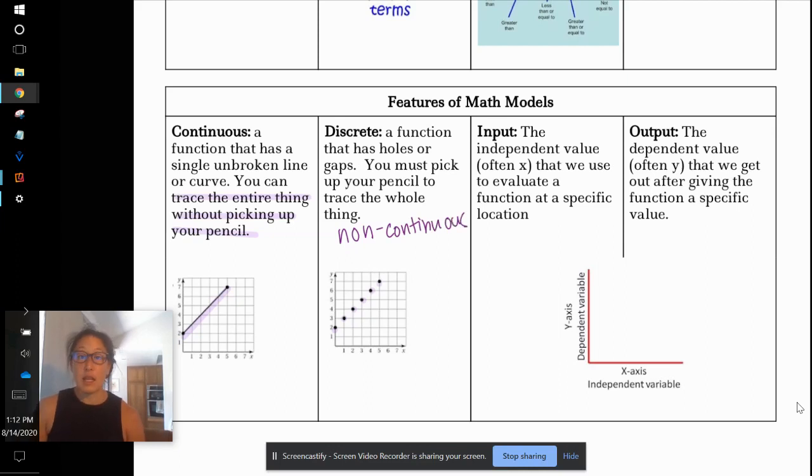Okay. An input is our independent variable. It's often time, and output is the dependent variable. So you notice that the x-axis is the independent variable, the y-axis is the dependent variable.